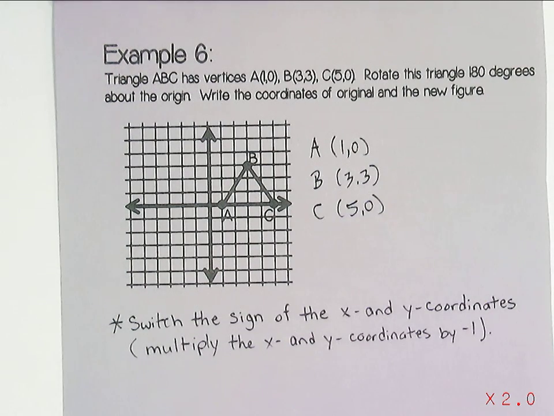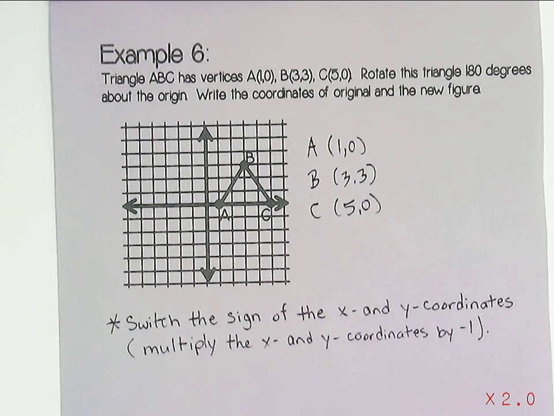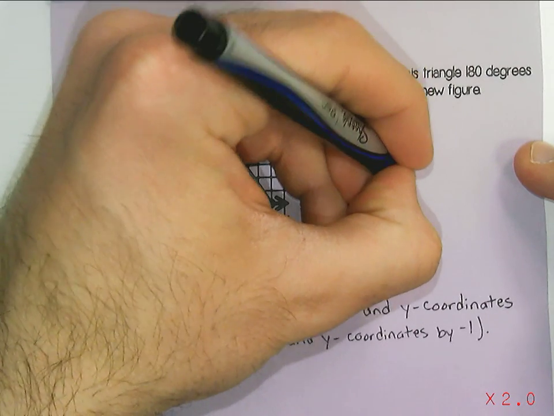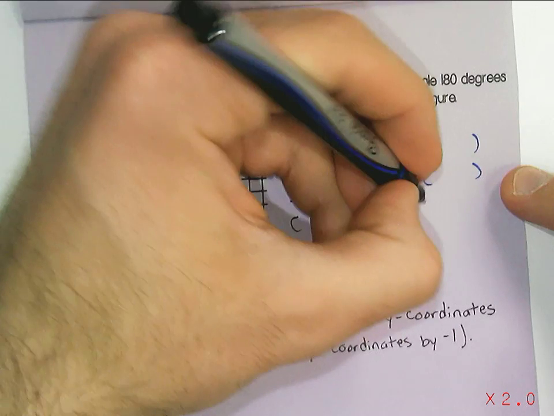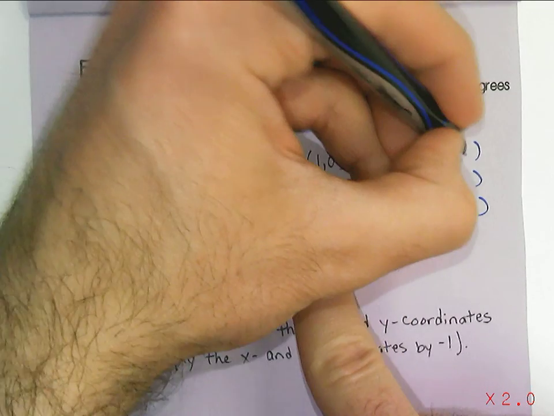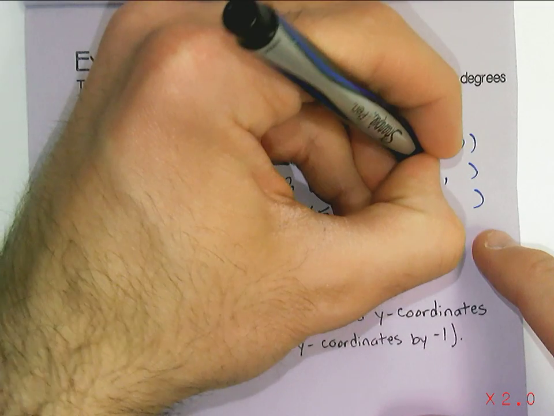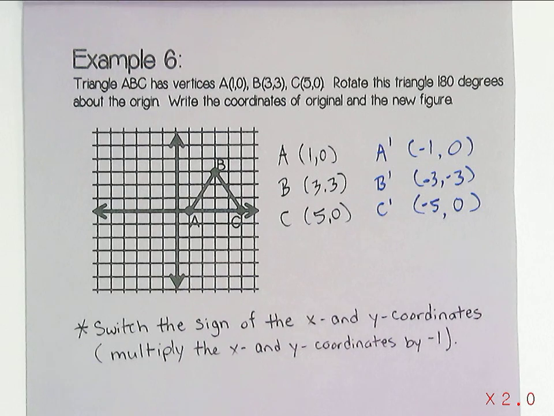And the rule here is switch the sign of the x and y coordinates. So it says multiply the x and y coordinates by -1. So that's all we're doing. Again, our A prime, our B prime, and our C prime to distinguish between each figure. So multiplying each by -1, this first one would be -1, 0. This would be -3, -3. And this bottom one would be -5, 0. That's all there is to it, is multiplying each coordinate by a negative.